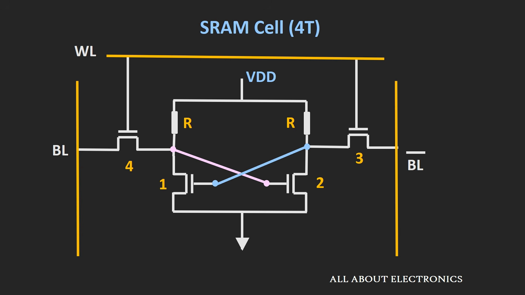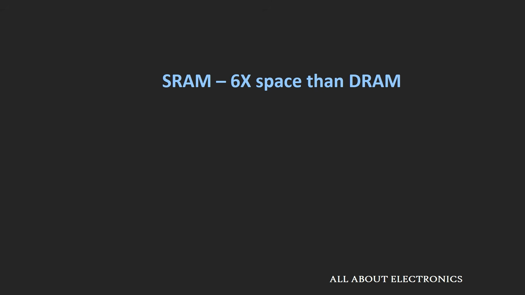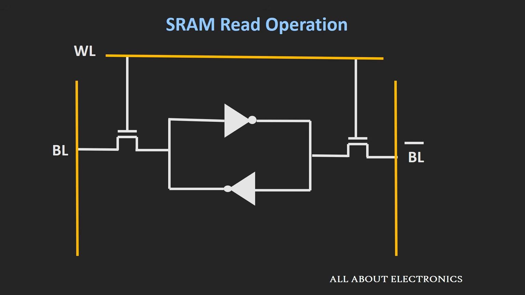As you can see, in case of this SRAM cell, the number of transistors required is 6 times more compared to the DRAM, and that is the reason the density in case of the DRAM is more than the SRAM cell, and that is also the reason why this SRAM is costlier compared to the DRAM, because the cost per bit in case of the SRAM will increase compared to the DRAM. That being said, now let us understand how read and write operations are performed on this SRAM.